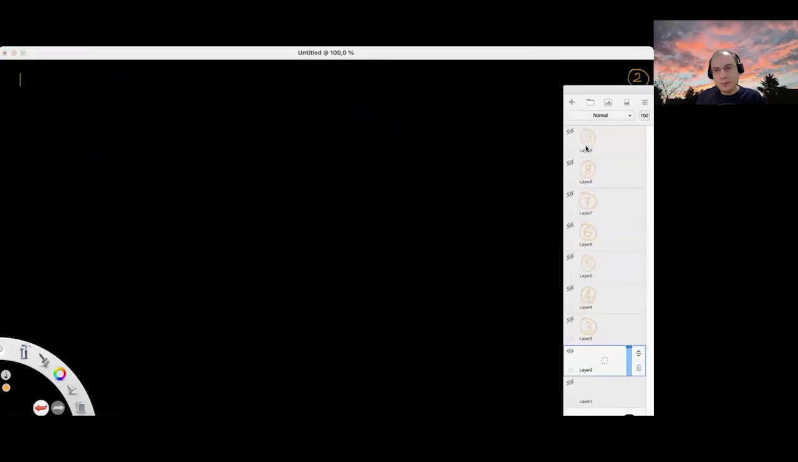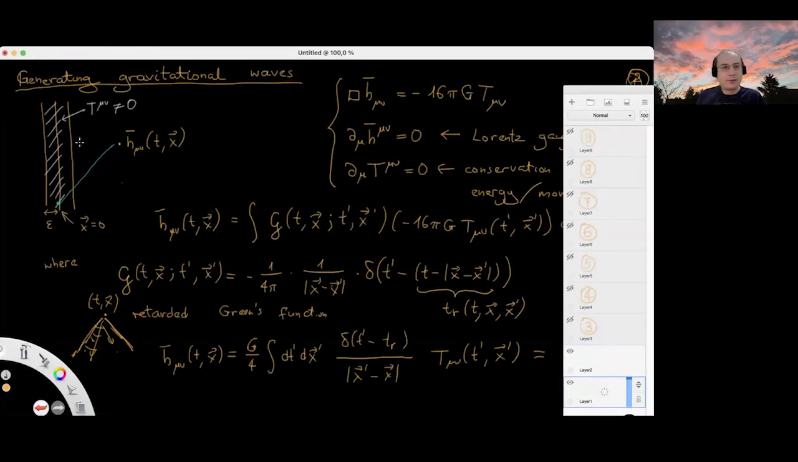So the first thing is, let's go back. I need to switch between these two things. If you remember, this region was supposed to be small with respect to the whole wavelength, or with respect to the distance between x equal to zero, or x prime, and the position of the measurement. In that case, we can approximate this 1 over x prime minus x simply by the distance from the barycenter. The region of emission is so small that it doesn't really matter.